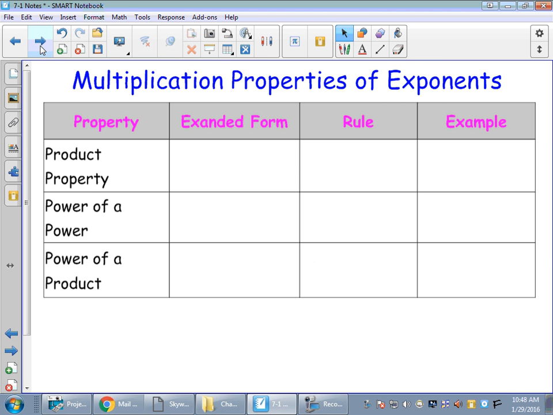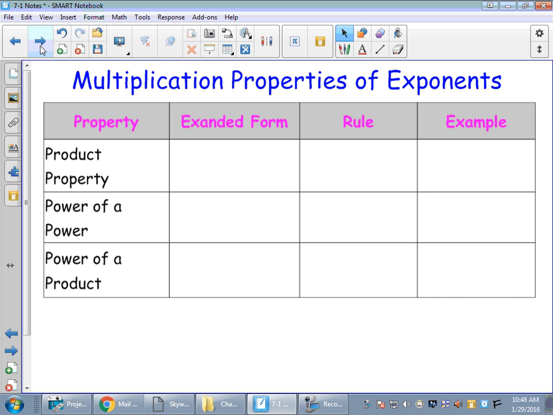So there are 3 different multiplication property rules. Property is just a fancy name for a rule. There's the product property, power of a power, and power of a product. I'm going to show you expanded form. From the expanded form, we'll write a rule, and then I'll show you another example of applying that rule.